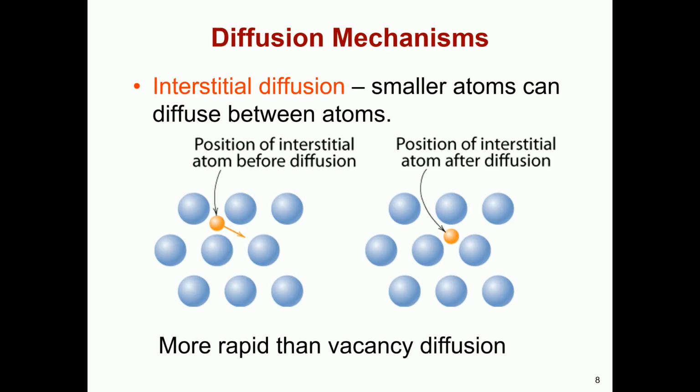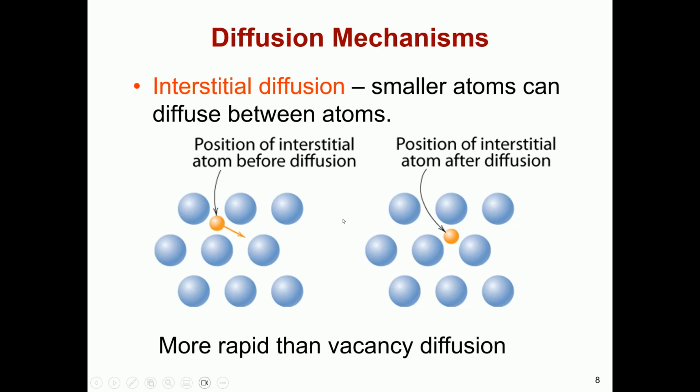Next is interstitial diffusion, where smaller atoms move between the spaces of the large host atoms. For interstitial diffusion to occur, the diffusing atom must be small enough to fit into the interstitial site. It looks like this. When moving from one interstitial site to another, the atom must overcome an energy barrier.